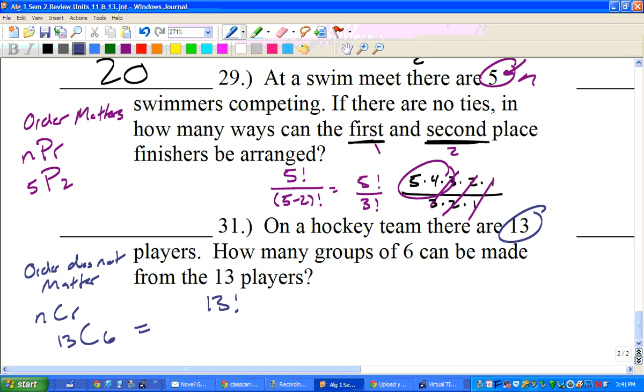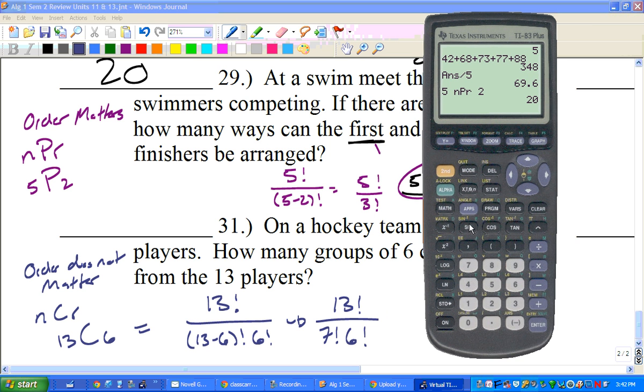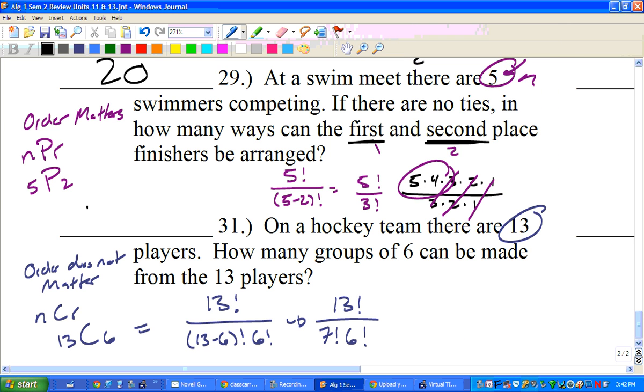So if you're doing the formula, 13 minus 6, and then the 6, which means you're doing 13 factorial over that. Okay? And once you plug that into your calculator, 13 NCR 6, 1,716 different ways you can order that, okay?